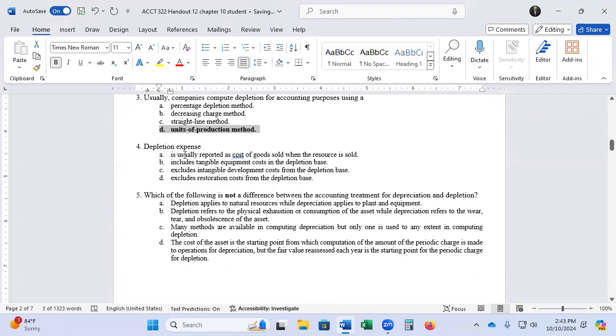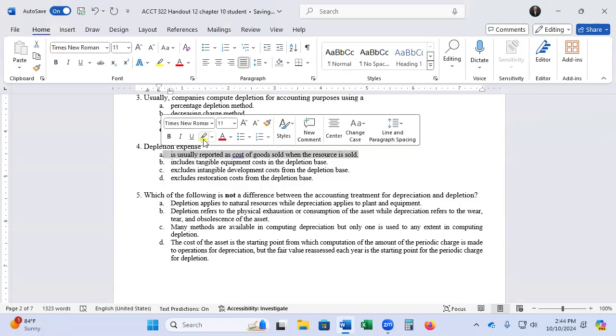Depletion expense is usually reported as a cost of goods sold when the resource is sold. Includes tangible equipment costs in the depletion base. We already know from our previous one that this is not correct. This one is correct, but we have to take a look at the rest of them. Excludes intangible development costs from the depletion base. It's not necessarily. And excludes restoration costs. Restoration costs have to be included in part of it, so it doesn't exclude those, excuse me. So our answer is A.